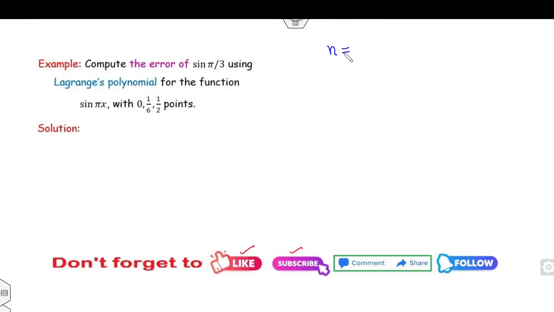Again, your first target is to write the n and the pi of x.